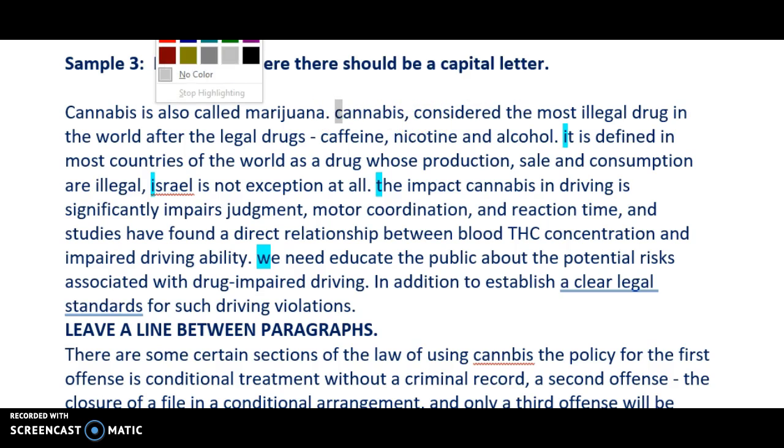I missed that, and it helps me see the beginnings of sentences.